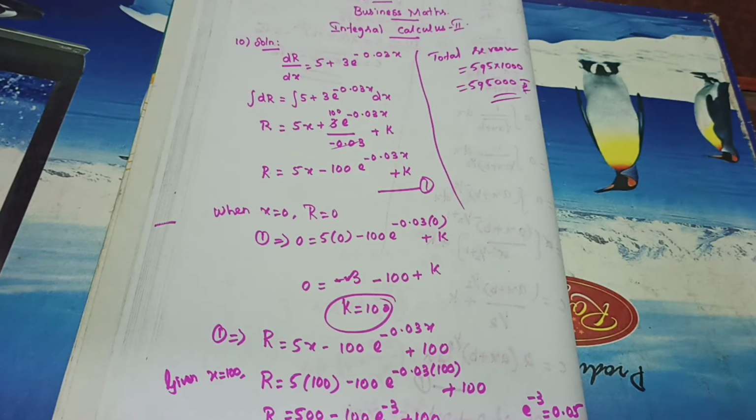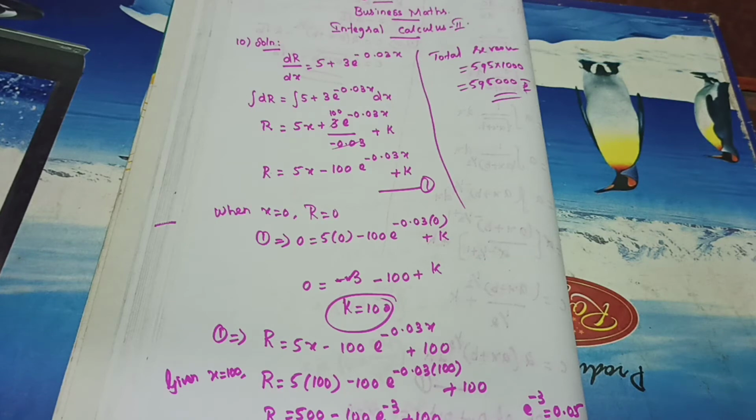So all these things, very easy. dR by dx, the value is given. From that you find out the R value. Then x equals 0, R also 0. From that you find out the k value. Substitute in equation number 1. From that you will get the R value. x equals 100 units they asked you to find, so in the place of x you substitute 100. So you will get the value of R.